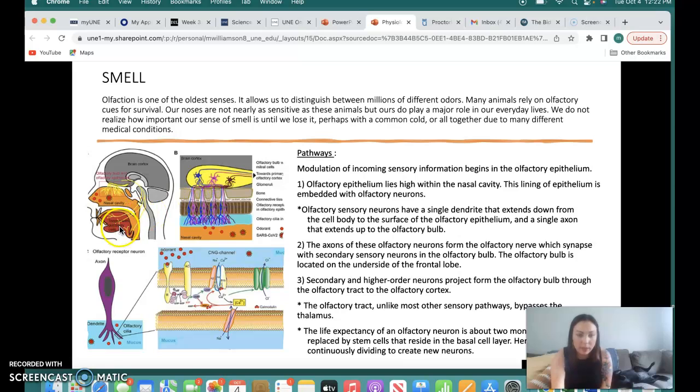The axons of these olfactory neurons form the olfactory nerve, which synapses with the secondary sensory neurons in the olfactory bulb. So this little diagram here is kind of a blown up section of what's going on right here. And so this is the olfactory bulb, and these are the neurons we're talking about. And these are the axons, and these are the dendrites, and this is the cell body. Secondary and higher order neurons project from the olfactory bulb through the olfactory tract to the olfactory nerve.